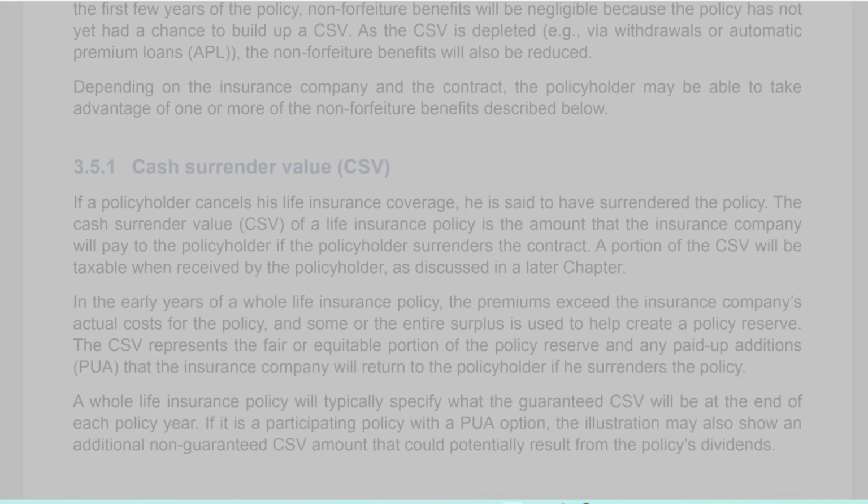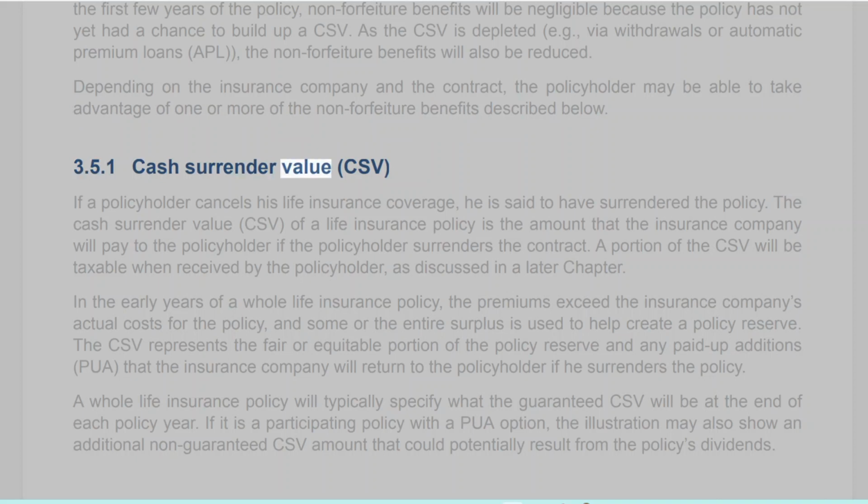During the first few years of the policy, non-forfeiture benefits will be negligible because the policy has not yet had a chance to build up a CSV. As the CSV is depleted, for example via withdrawals or automatic premium loans, APL, the non-forfeiture benefits will also be reduced. Depending on the insurance company and the contract, the policyholder may be able to take advantage of one or more of the non-forfeiture benefits described below.